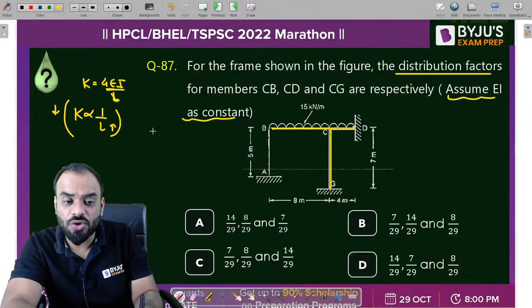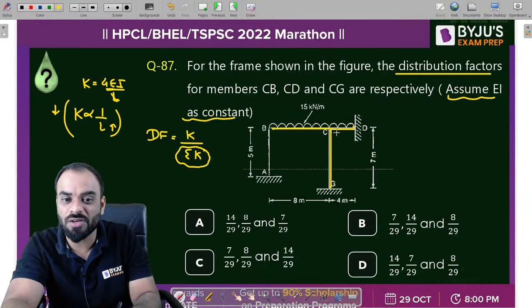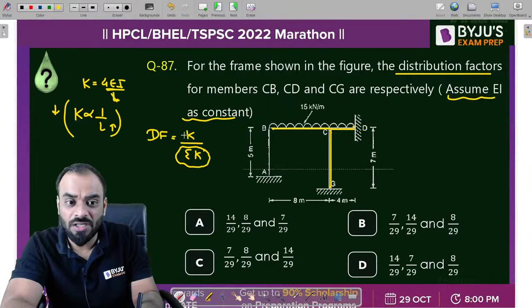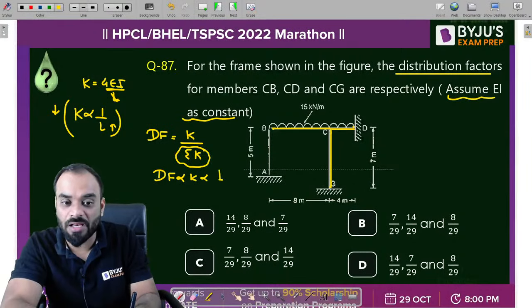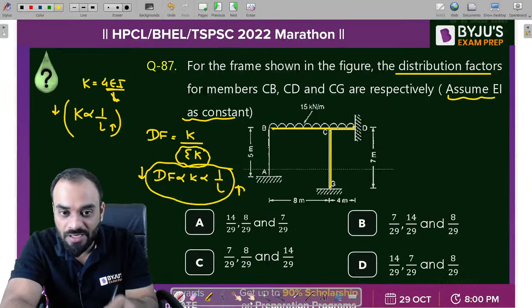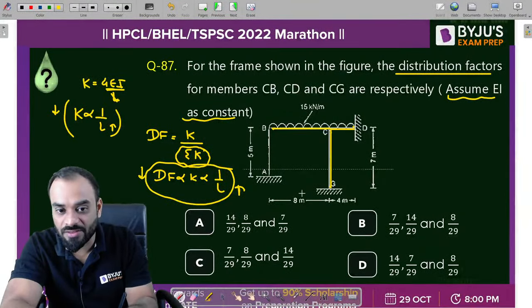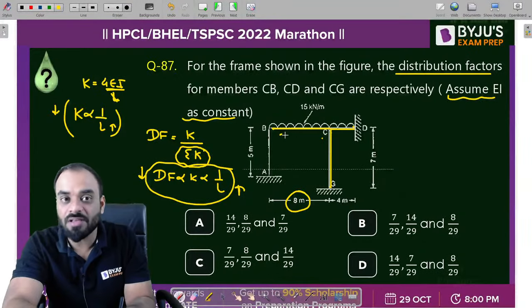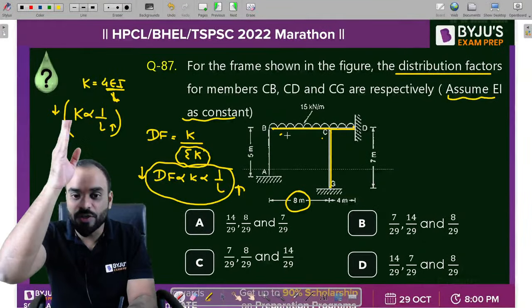In this manner. So you know that guys, the distribution factor is nothing but the ratio of stiffness of a member upon summation of stiffness. So can I say that guys, the summation of stiffness is a constant parameter. If you add all the stiffness, you will get the same value, right? So distribution factor is proportional to K and it is proportional to 1 by L. That means the member which is having higher length, so distribution factor should be lesser. Clear? Now tell me guys, out of these three members, which one is higher length? 8 meter. That means CB is having higher length. So it means distribution factor for CB should be lesser. CB should be lesser. Okay.